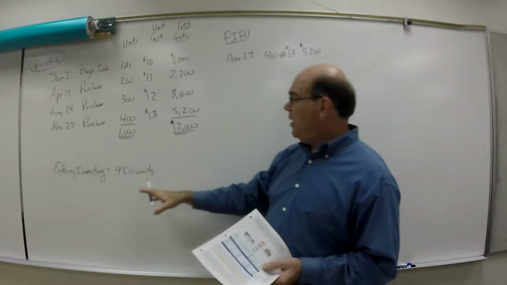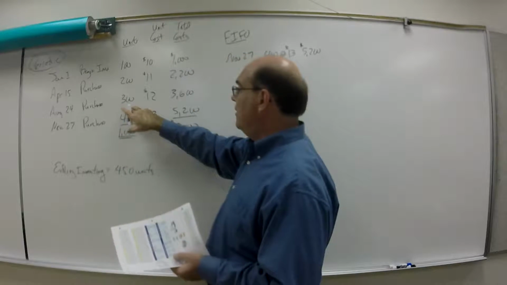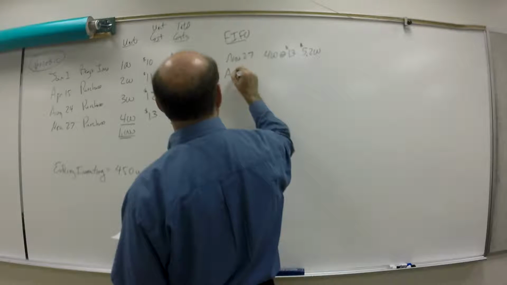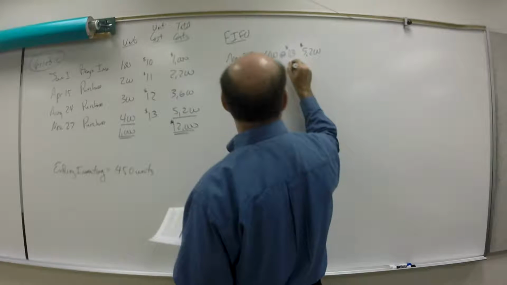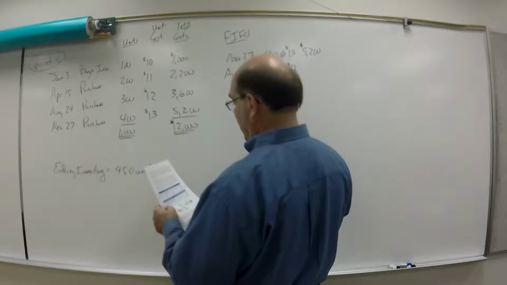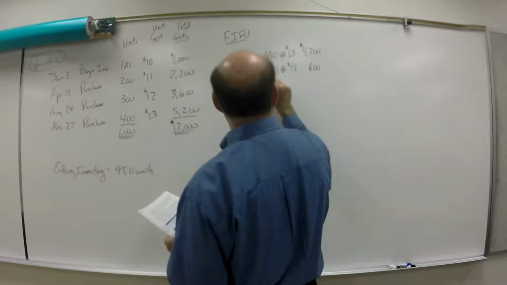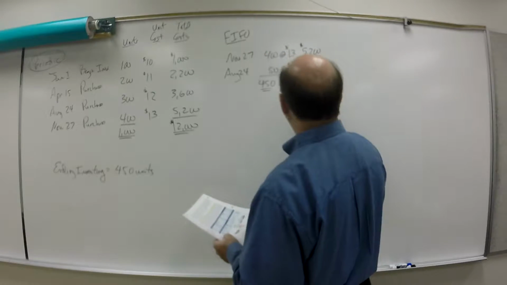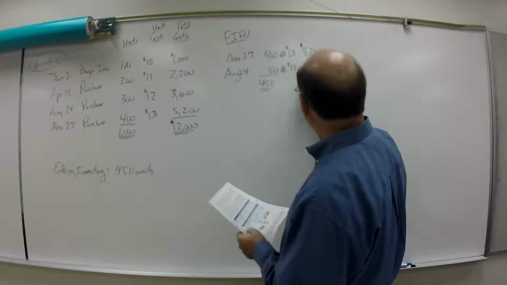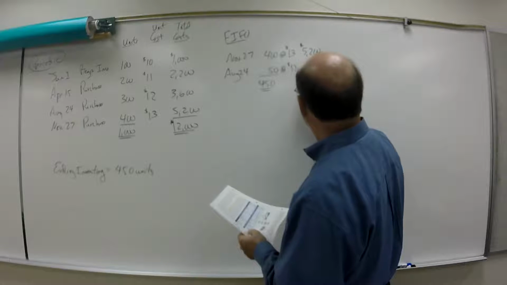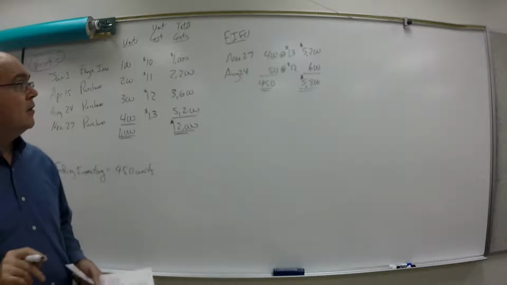But that didn't get me my 450, right? How many more do I need? 50. I need another 50. So I'm going to go up and take 50 out of August 24th, and those 50 cost me 12. So if I extend that out, that gives me 600. So now I have my 450 units, right? And valuing those at the different layers that were left over in the inventory, that gives me a value of $5,800. So that's my ending inventory.